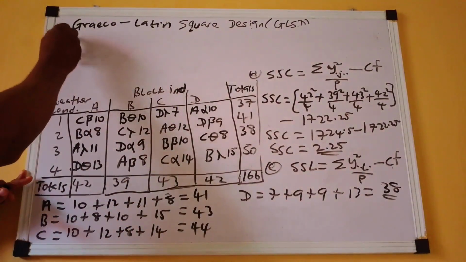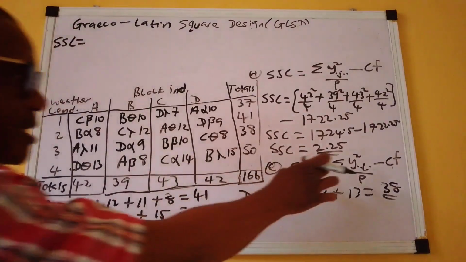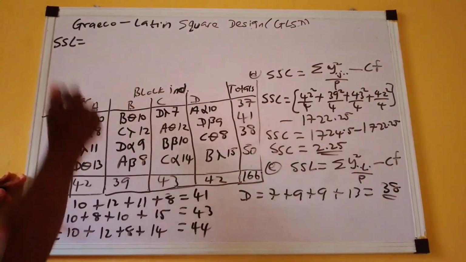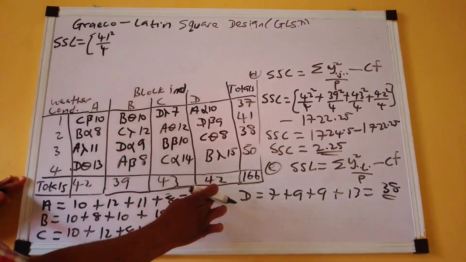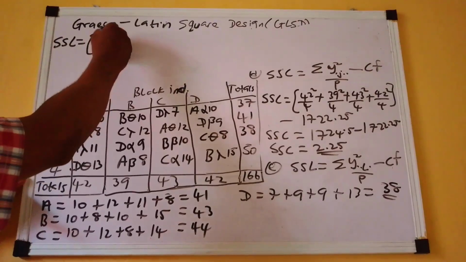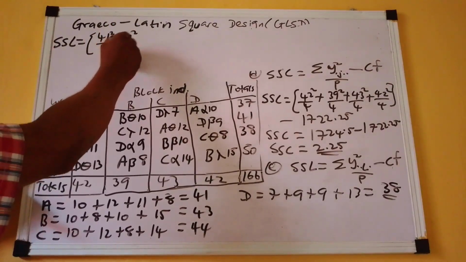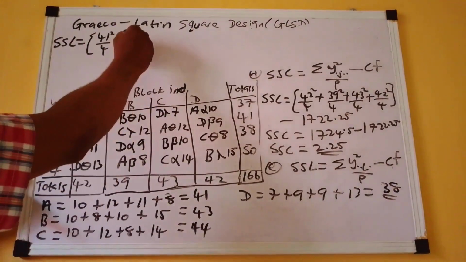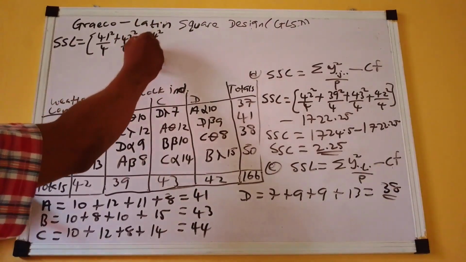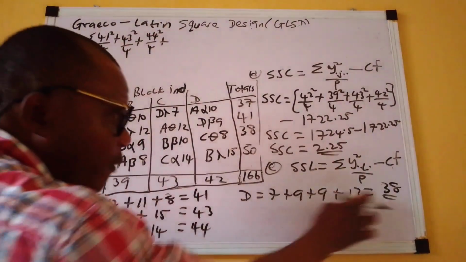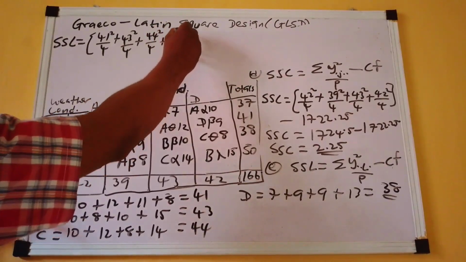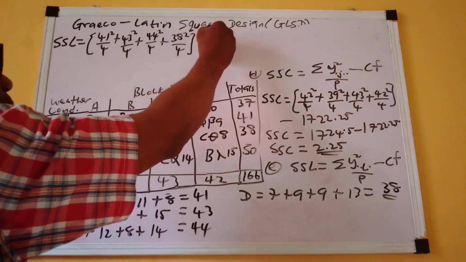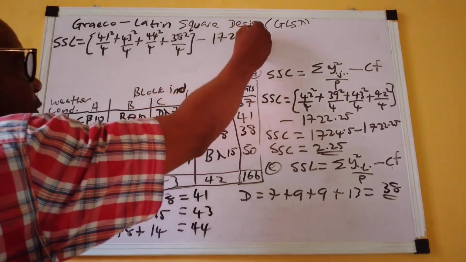So our SSL will now be equal to, this is the formula. We are going to take each of these. So you have 41 squared over 4, take 41 for A, then plus 43 squared over 4. The next one is 44, plus 44 squared over 4. Plus the fourth one is 38, plus 38 squared over 4. Then minus the correction factor, 1722.25.